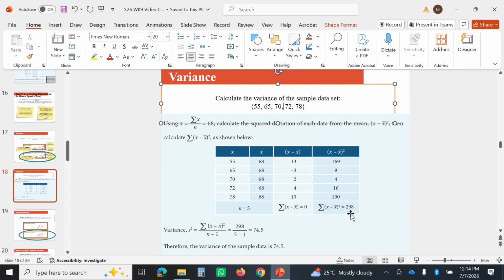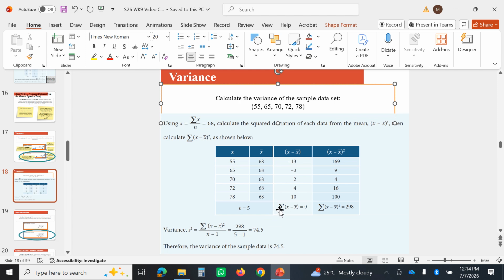So now you've got your information. Variance is equal to S squared, which is equal to the sum of x minus x bar squared, that's this one right here. So that value goes right in here on top. And then n minus 1: I have 1, 2, 3, 4, 5, so 5 minus 1, that's 4 on the bottom. 298 divided by 4 gives me a variance of 74.5.